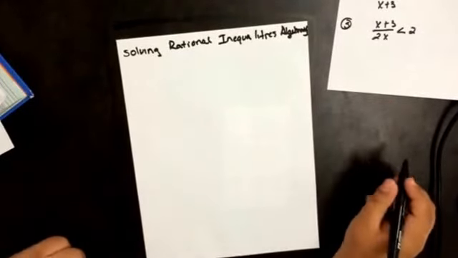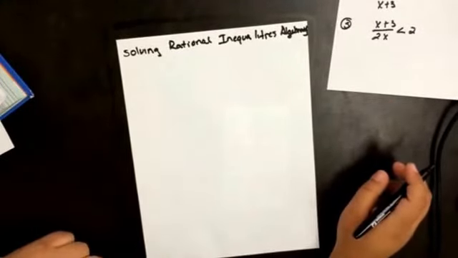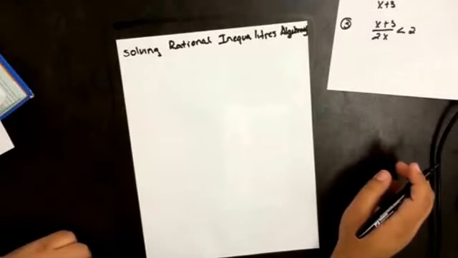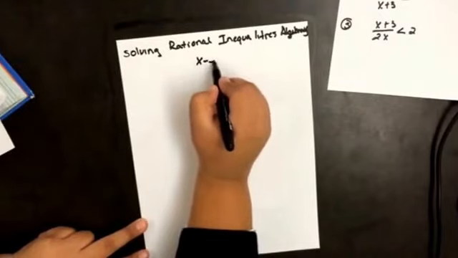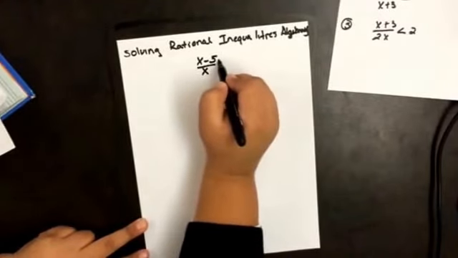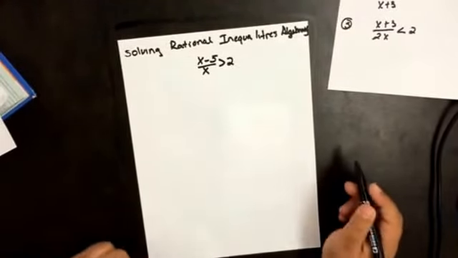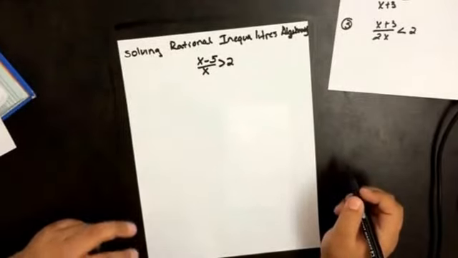Okay, so solving an inequality means that we need to find the set of numbers that make the inequality a true statement. So let's do an example. We have (x minus 5) over x is greater than 2. To solve the inequality, we will have two cases.